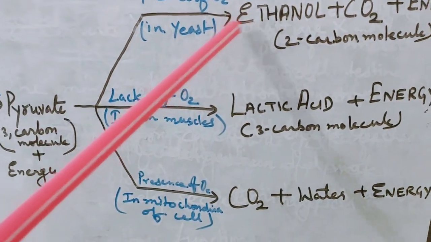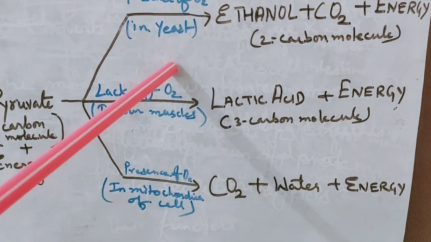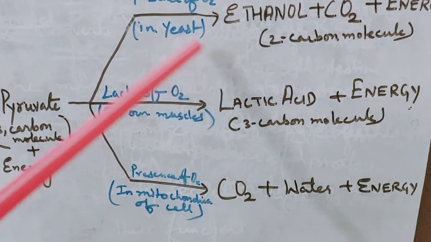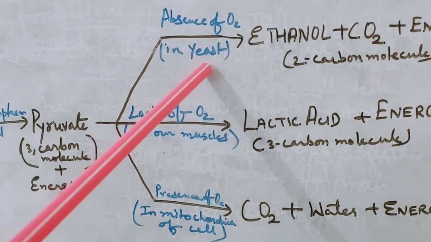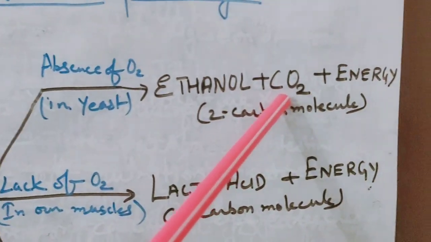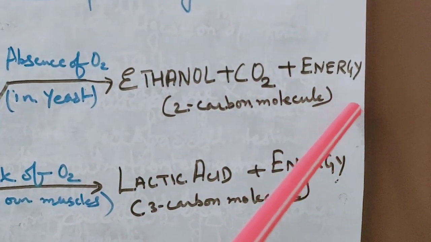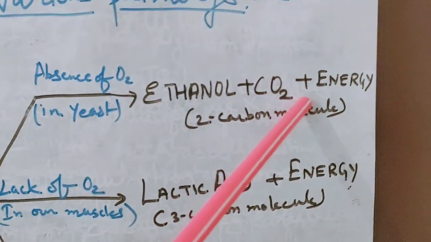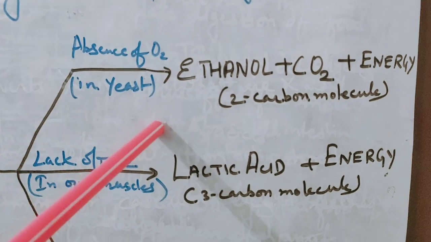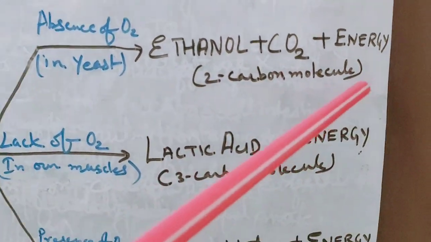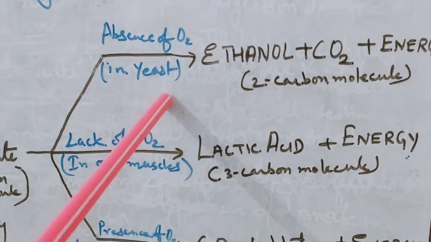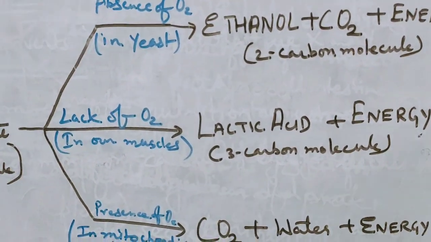of oxygen, it generally occurs in yeast. That process is also called fermentation. So here this pyruvate gets broken down into ethanol and carbon dioxide plus energy. The energy released here is very small in amount, as the organism is also very small, so it requires less energy. That much amount of energy is sufficient for them to sustain their life.